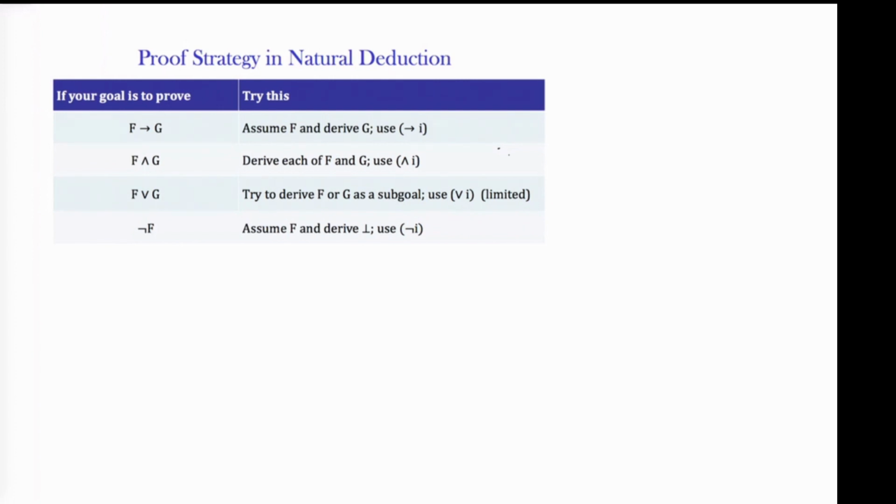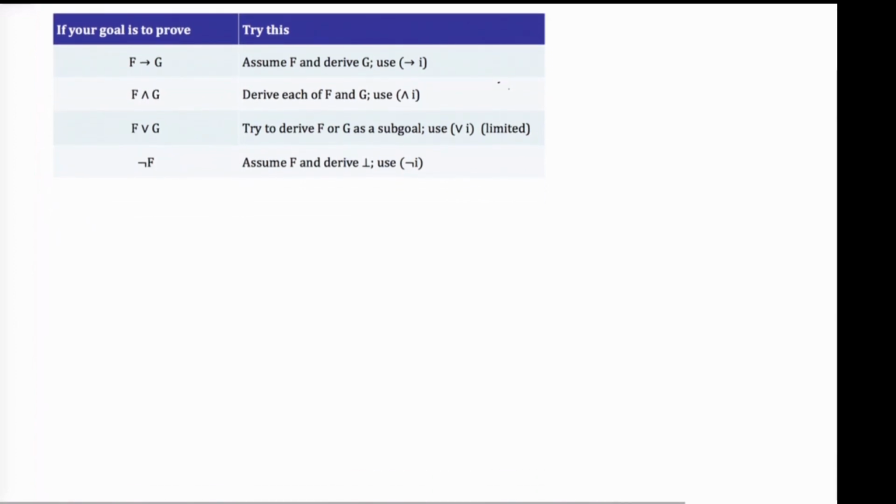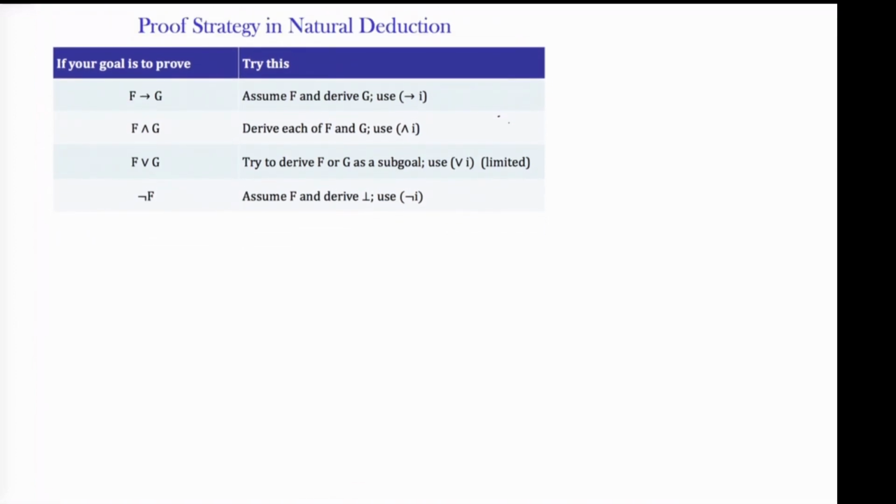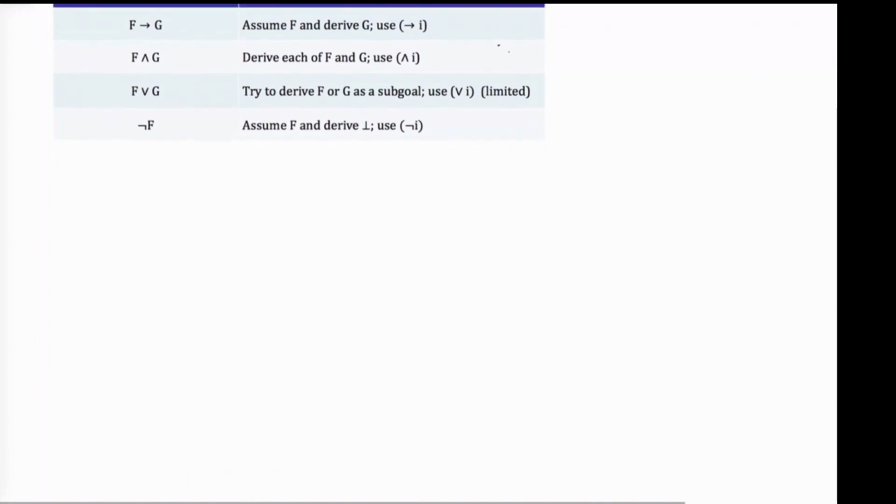It's because sometimes there are formulas of the form F or G where this strategy does not work. Unlike the other cases that I show here, those other cases always work. But for F or G, this proof strategy is kind of limited. If you want to prove not F, again, you can try to assume F and then try to derive bottom. If you're successful on that, you can use the negation introduction rule after that.